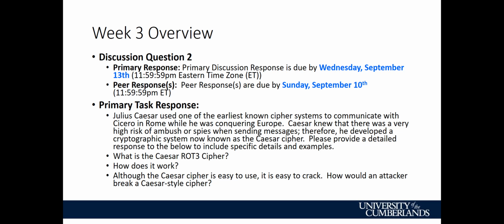When you're talking about the Caesar cipher, answer the following questions. And don't just answer with one sentence or something. Give me a good solid response. Maybe even look up some additional information and share with the class. What is the Caesar cipher? The ROT3 to be exact. There are others; you can even speak about the others. I think there's a ROT12. And how does it work? Maybe give some examples. Although the Caesar cipher is easy to use, it's also very easy to crack. How would an attacker break a Caesar-style cipher? Give the method that the attacker would use to break that cipher.